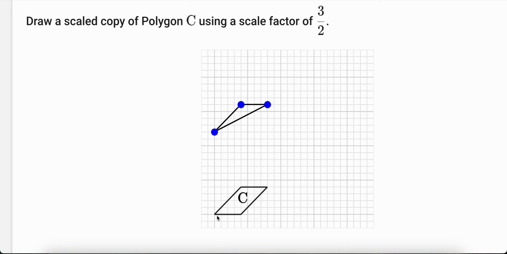So when I count on the original, I count 1, 2, 3, 4. Now this is tricky to count because some students get confused about the diagonal measurements. Where does it start and stop? But I am counting these straight segments right here. So that's 1, 2, 3, 4 straight segments that make up that distance. So when I multiply 4 by 3/2 or 1.5, I get 6.